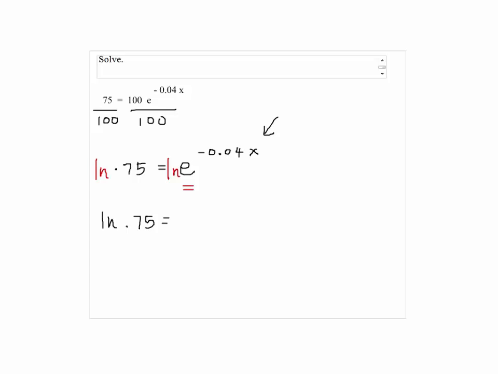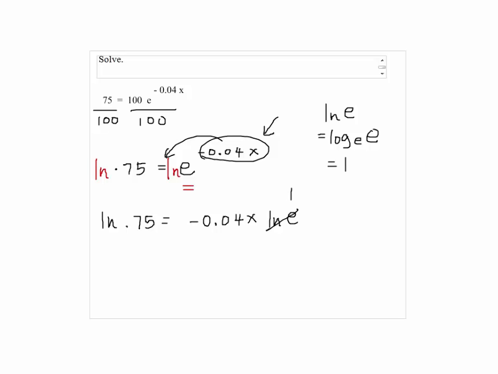Solve. 75 equals 100 times e to the negative 0.04x. First, we're going to divide both sides by 100. So we have 0.75 equals e to the negative 0.04x. Since we have x as an exponent, we're going to take a log on both sides. However, since we have e in our equation, we're going to take ln form of log. So we have ln 0.75 equals ln e to the negative 0.04x.